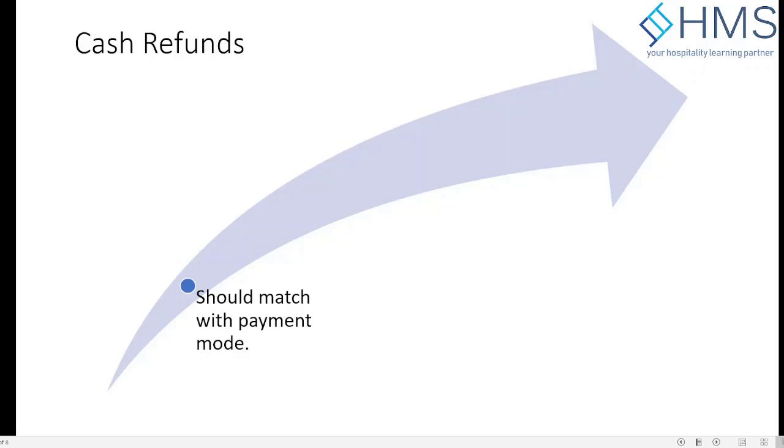So if the deposit was paid in cash, usually you can pay a cash refund. But if the deposit was done by credit card, you normally do not want to refund in cash. So you have to match the payment mode. How are you going to refund the money, by cash or by credit card? Ideally, we match the payment mode at the time of deposit payment.